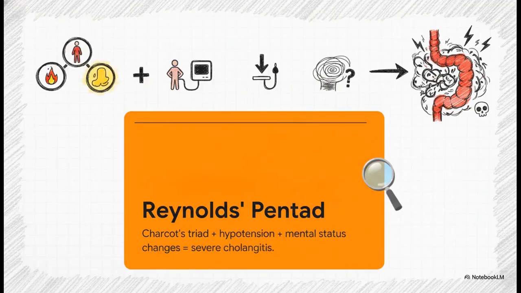Now, what if things go sideways? Take Charcot's triad, add in hypotension and mental status changes, and boom, you've got Reynolds' pentad. This means that ascending cholangitis has progressed into severe systemic septic shock. This is a dire, life-threatening medical emergency requiring immediate intervention.